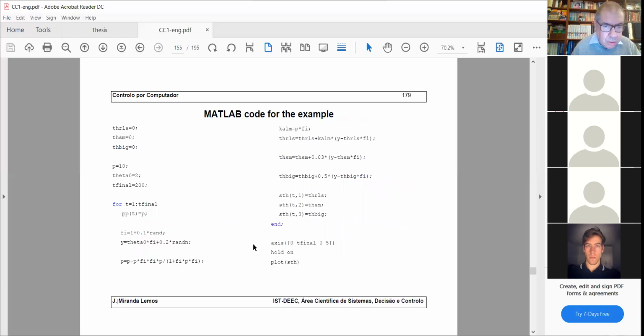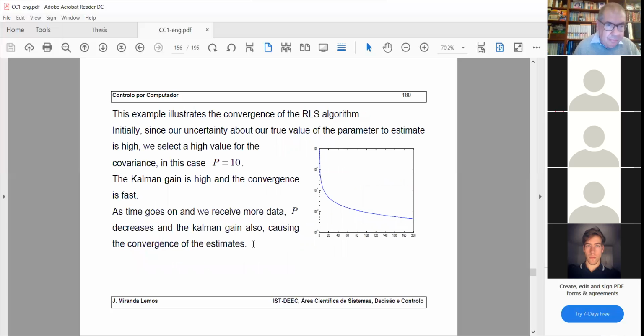This is the code if you want to replicate this experience in MATLAB. It's very simple. Now, look at what is happening in P. I started with a P which was 10 to 3, but I'm not showing it. So it decreases very fast, okay? And then it becomes very small. This is a logarithmic scale in the vertical. So the algorithm is learning. Learning means that it is receiving information and P is decreasing and the algorithm is converging, okay?